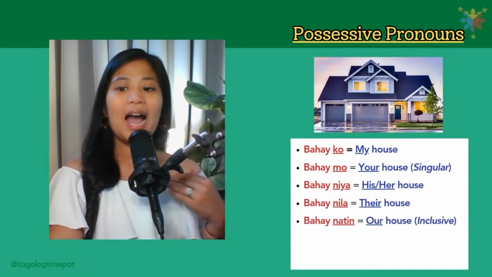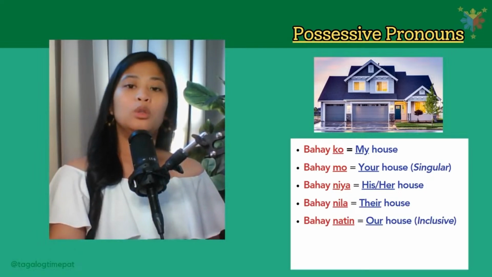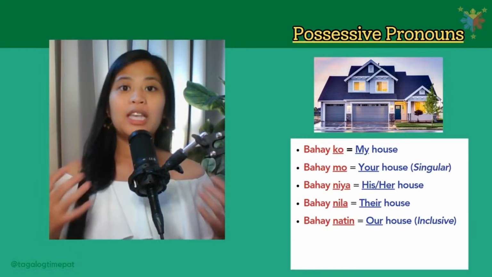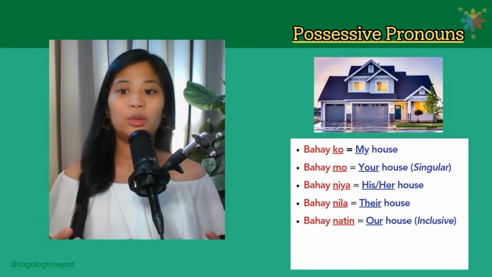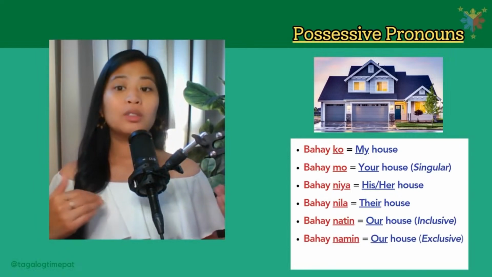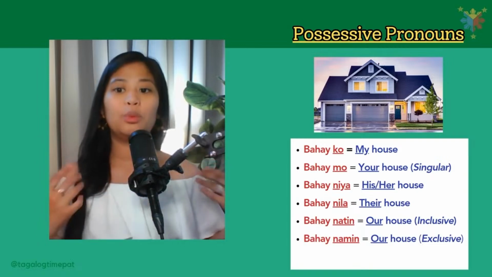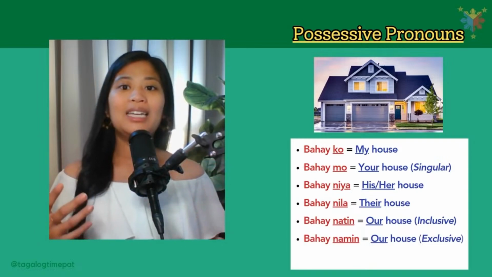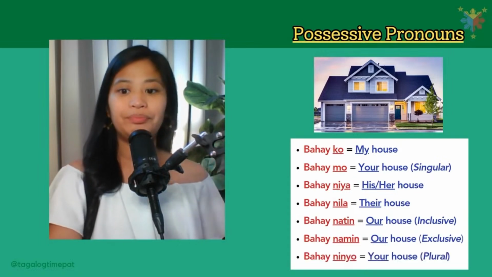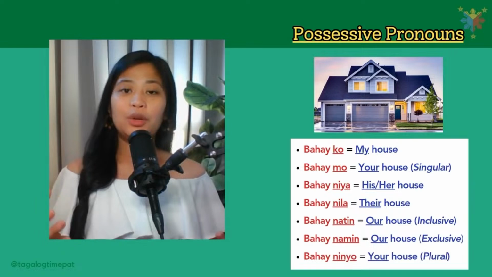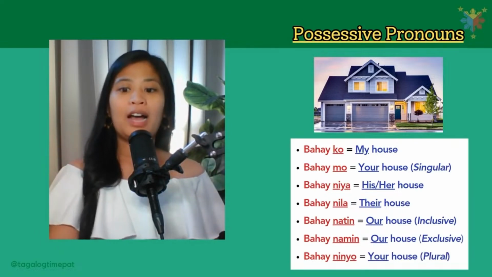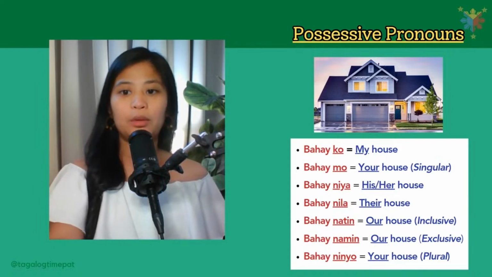Bahay natin, our house inclusive. So if you and me and the whole class, we all lived in the same house, we could say bahay natin. Everyone is included there. Versus bahay namin means our house exclusive. So me and my husband Chris, we have our own house. That's bahay namin. You're not included. I'm just telling you about it. And then bahay ninyo, your house, plural. So you all as a class, you all have a house. That's bahay ninyo, your house.